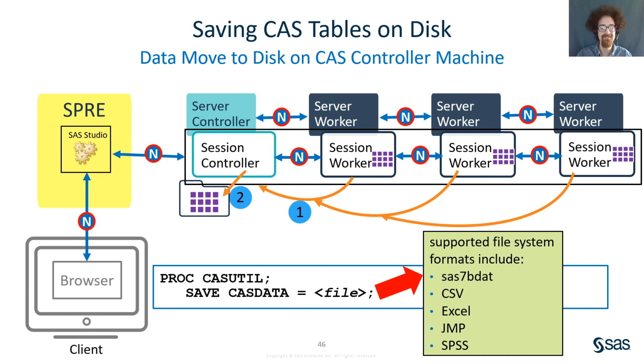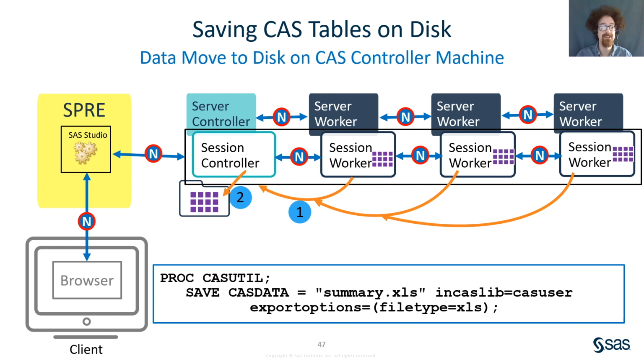One way is the save statement in proc cas util. When saving to files on the CAS server, you can use CAS data equals and name a file system file. This slide lists the file formats supported for that: SAS 7BDAT, CSV, Excel files, JMP files, SPSS files. But keep in mind that you can also save to database tables. That's not covered here.